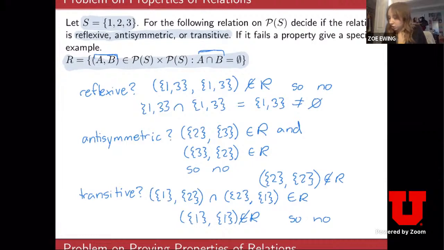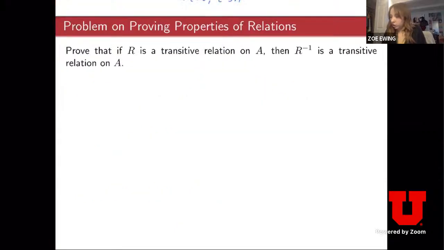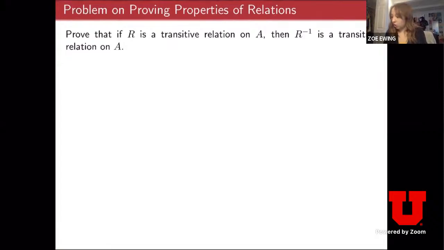Okay, so now this is going to be a transitive proof. Prove that if R is a transitive relation on A, then R inverse is a transitive relation on A as well. All right, so I'll give you a couple minutes to look at this problem and see if you can figure out what the outline would be, and then we'll go through it explicitly together.